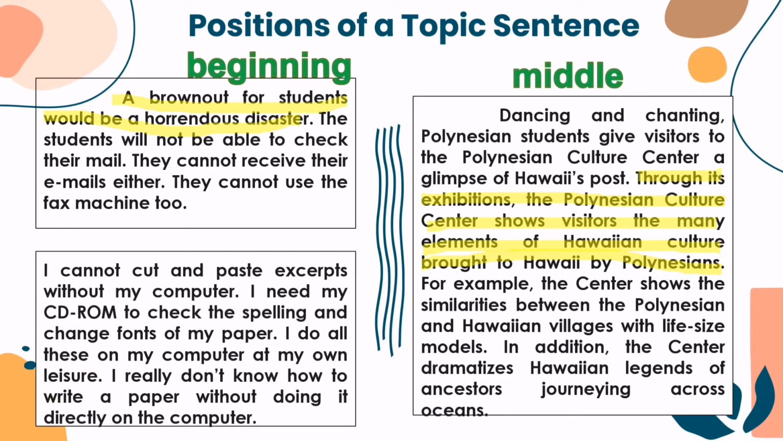For the last example: I cannot cut and paste excerpts without my computer. I need my CD-ROM to check the spelling and change fonts of my paper. I do all this on my computer at my own leisure. I really don't know how to write a paper without doing it directly on the computer. In this example, the topic sentence is: I really don't know how to write a paper without doing it directly on the computer. The topic sentence is placed at the end of the paragraph.